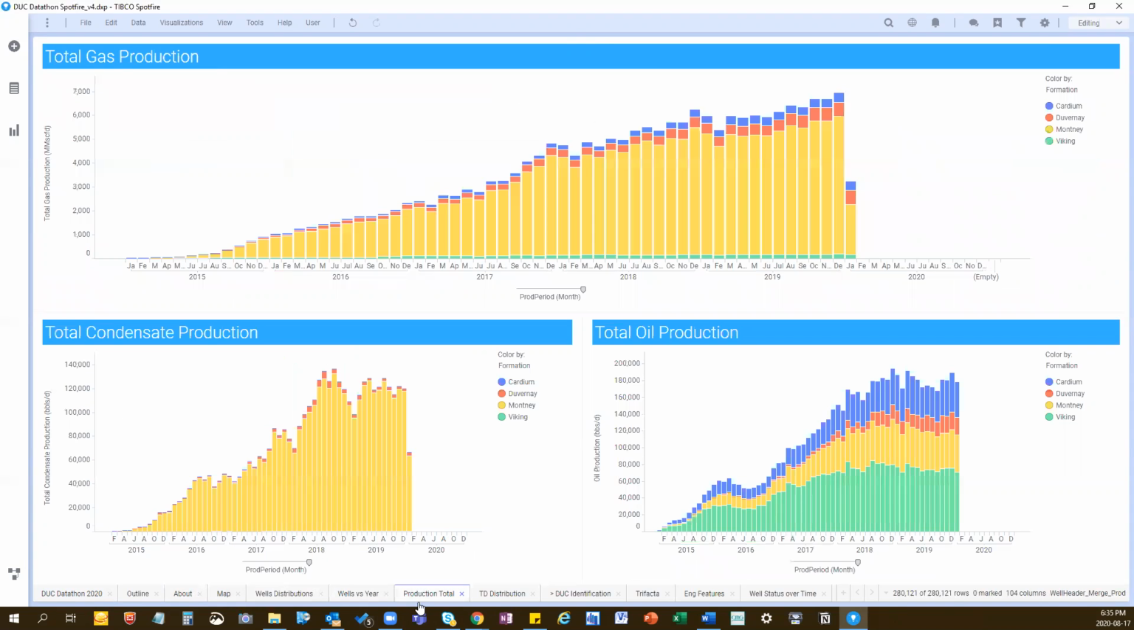Ignoring the COVID-19 shock, gas and condensate production, especially from Montney, has grown steadily, whereas oil production grew until 2018 and is being maintained since then. Viking is the most prolific oil producer, and Montney is the best gas and condensate producer.